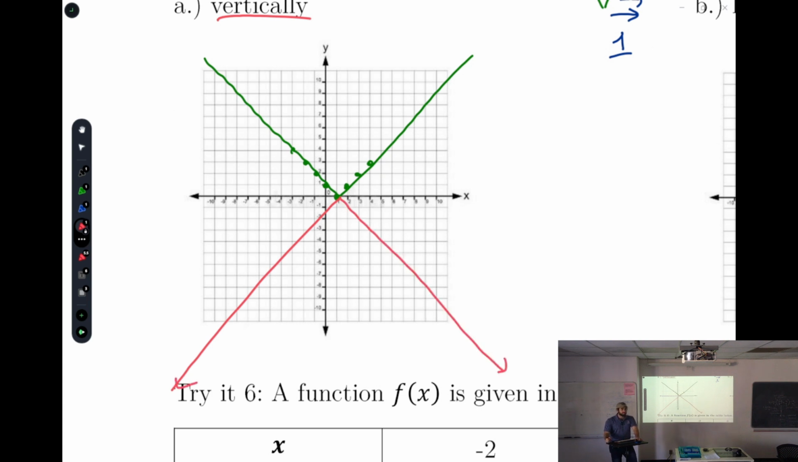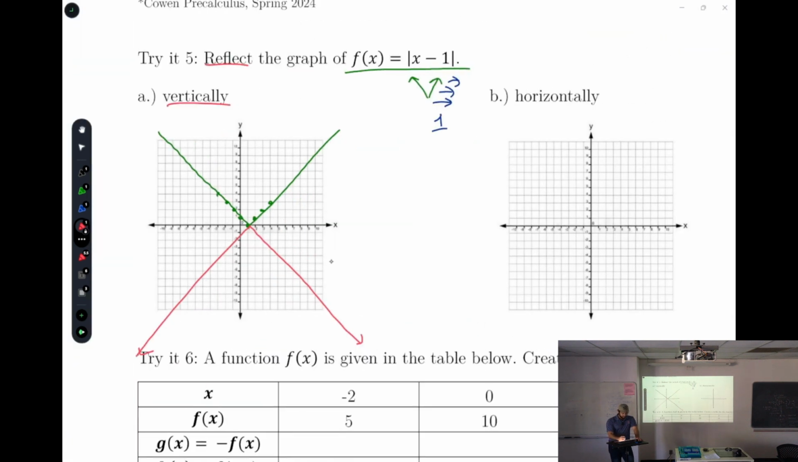And you're done. Yay, we did it. Though we should probably write the equation. F of x. Oh, let's call it g of x. G of x is equal to, where does a negative sign go? Where does a negative sign go if it's getting reflected vertically? Yeah, right out front. Big negative sign right out front of the whole thing. Everything that was once positive became negative.